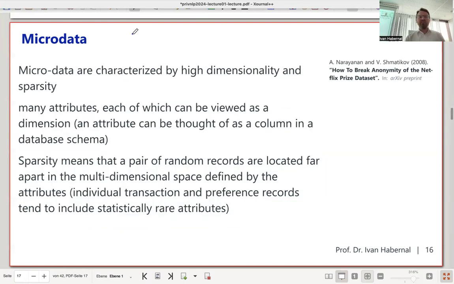And the microdata, as we saw, is high dimensional and sparse. So what does high dimensional mean? Let's think about it. Here we have n users. What was n? How many users do we have in the database? It was like 500,000, right? And how many movies does Netflix have?